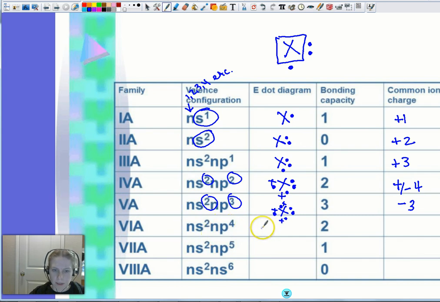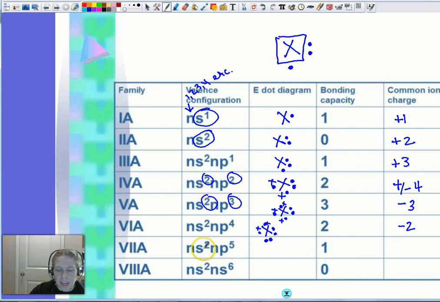For our column 6, we're going to have our 2s electrons, and then 1, 2, 3. And since I can only have 2, each side represents the orbital, I now have to start filling in again and pairing them up. So now I have 2 that are full and 2 that still have room to pair up. And this is oxygen, and those in the same column, they want to take 2.